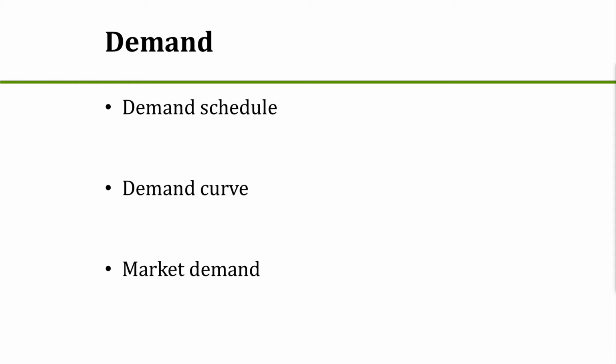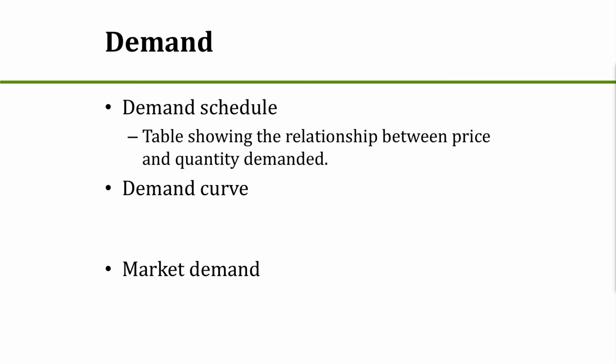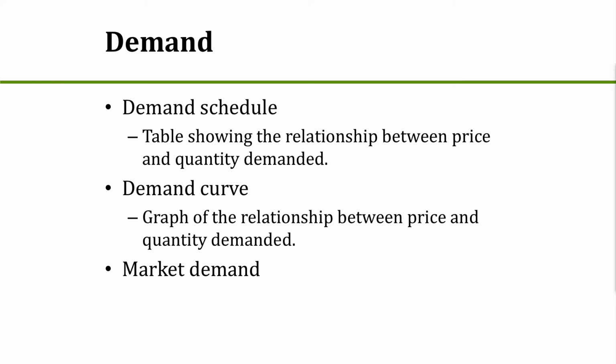Now let's try to understand what a demand schedule is. A demand schedule is actually a table which shows the relationship between price and the quantity demanded. There are two different variables, one is price and the other one is the quantity demanded, and it's showing the table of this relationship. A demand curve is the graph of the relationship between the price and the quantity demanded.